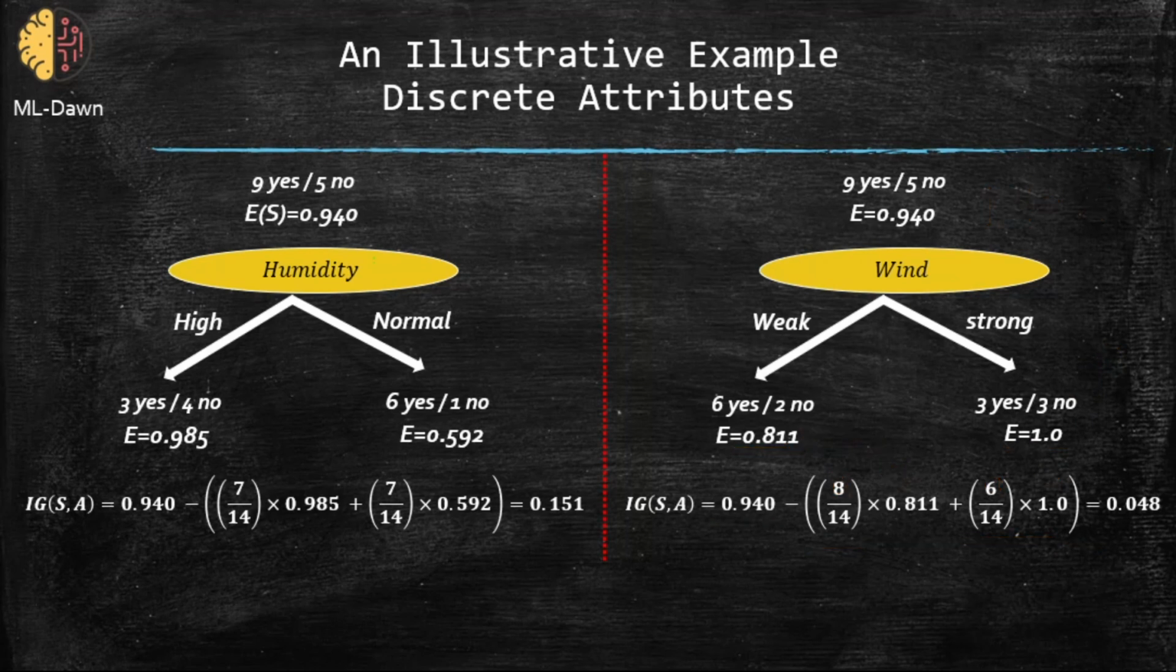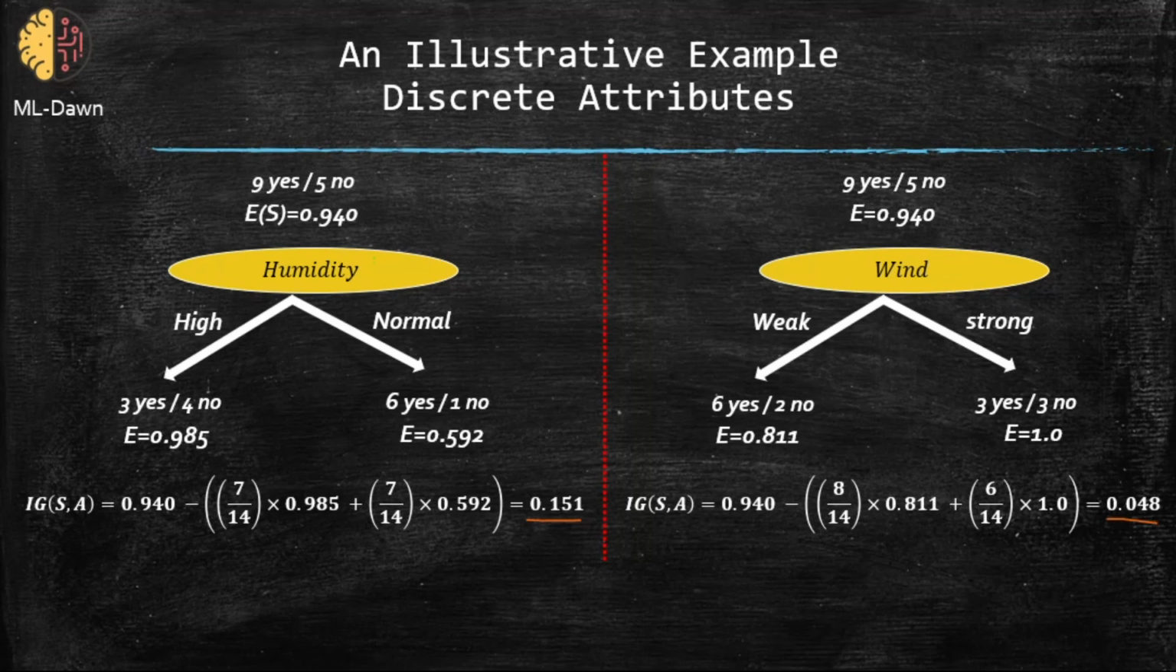The question that I have for you: the information gain for humidity is 0.15, and the information gain for the wind is 0.04. Which attribute will the decision tree choose if it had to choose from either of these? Which one would be a better attribute to start the splitting from?